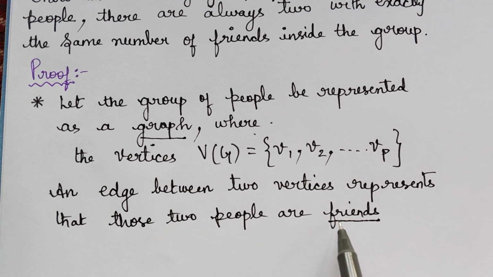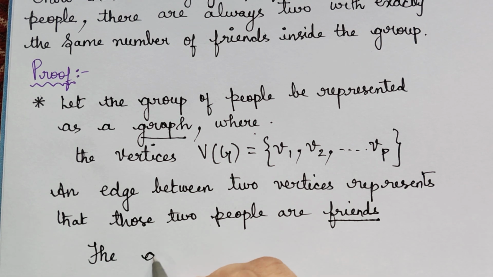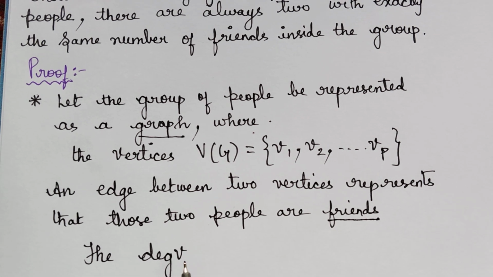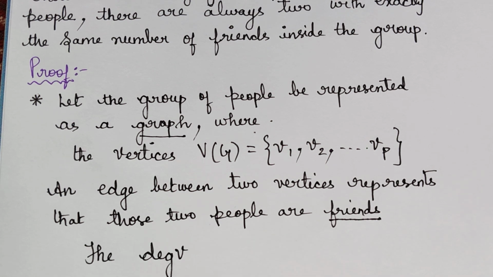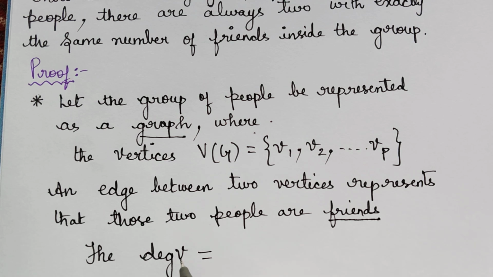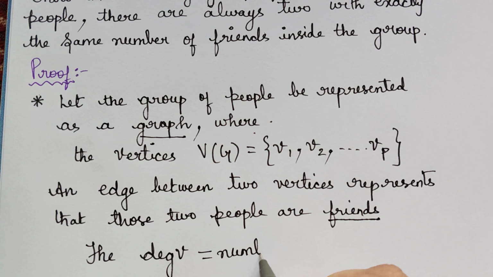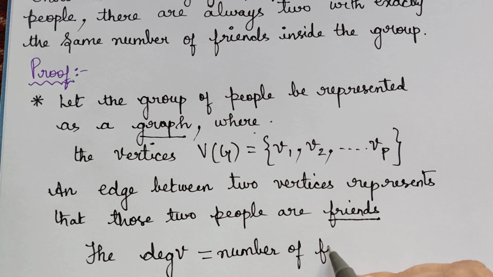Now, if it is so, then what will be the degree of a vertex? If we take a vertex V, the number of edges incident with the vertex V gives the degree of V. So what do the edges represent? Friends. So the number of friends of this vertex V will be the degree of V. So the degree of V will be equal to the number of friends of V.